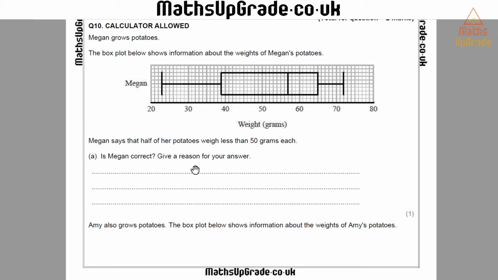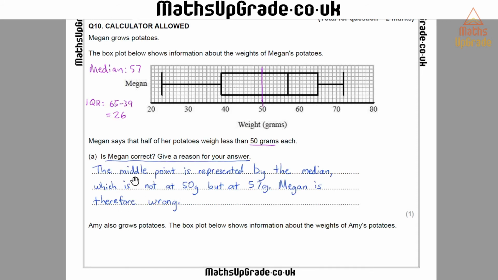So first of all, half the potatoes would be the median value. So from her box plot here, the median value is given as 57. So if 57 is the median value, 57 grams, that means that she's incorrect, since she says that half of potatoes weigh less than 50 grams. In actual fact, half of potatoes weigh less than 57 grams, and half of them weigh more than 57 grams. So that's your answer there for 1 mark.